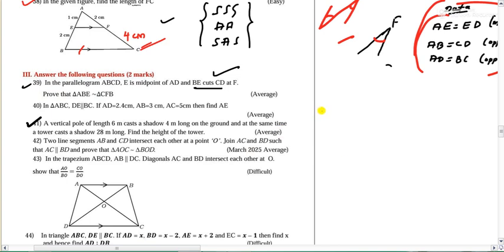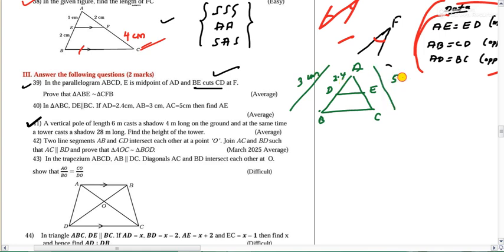Yeah, try. So they have given in triangle ABC, DE is parallel to BC, in the same figure. AD is 2.4, AB, this bigger side, is 3, AC, this bigger side, is 5. You have to find AE. Let this be X. So you have to use BPT.